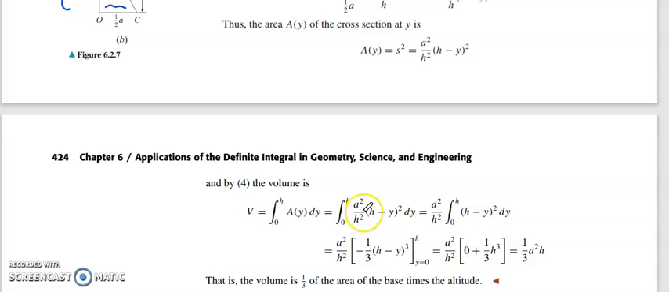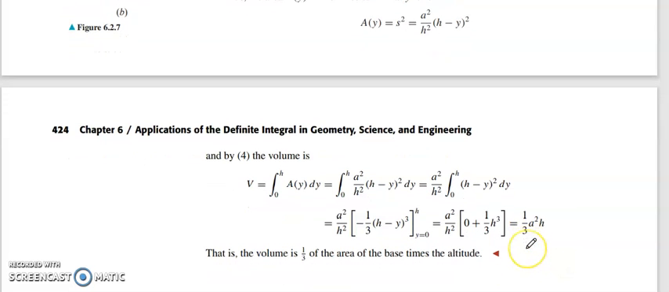So a square by h square you can take outside. Upon integrating this you will get h minus y whole cube by 3 into minus 1. So take the limits from 0 to h. That will give you a square by h square. When y is equal to h, it is 0. When y is 0, you will get h cube by 3. So that gives a square by h square into h cube by 3, that is 1 by 3 a square h. Therefore the volume of the right pyramid will be 1 by 3 a square h.